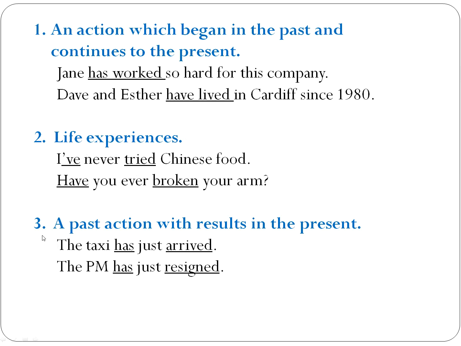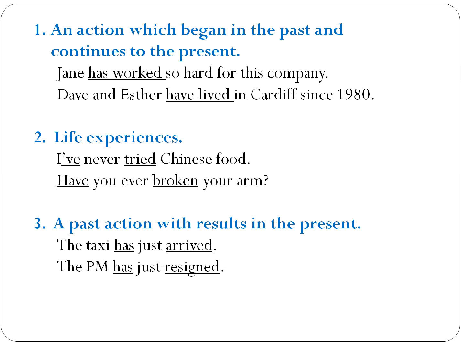Okay, and the third point is that we use the present perfect to refer to a past action. So the action is somewhat finished, but the action has a present result. So it has results in the present time. Example, the taxi has just arrived. The action of arriving is finished, but there's a result. So the taxi is waiting.